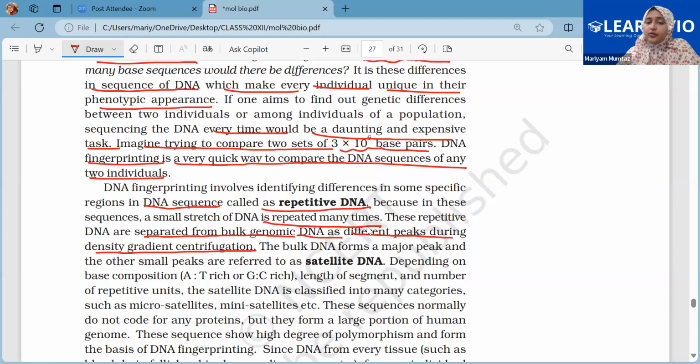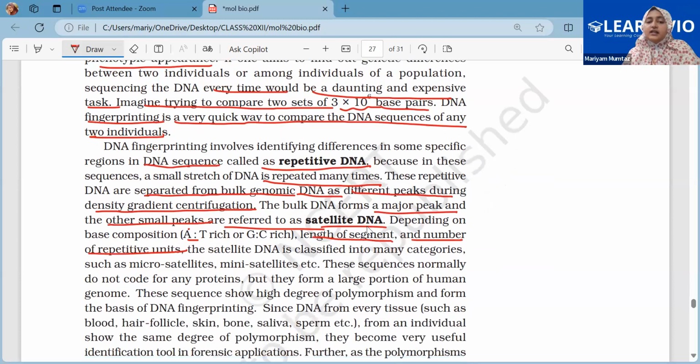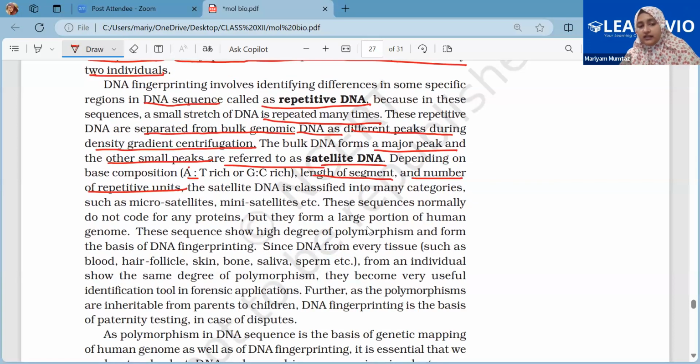The bulk DNA forms a major peak and the other small peaks are referred to as satellite DNA. Depending on the base composition, that is adenine to thymine richness or guanine to cytosine richness, the length of segment and the number of repetitive units, the satellite DNA is classified into many categories, such as microsatellites, minisatellites, depending upon the ratio of the nitrogenous bases, the length of the DNA, and the number of repetitive units.